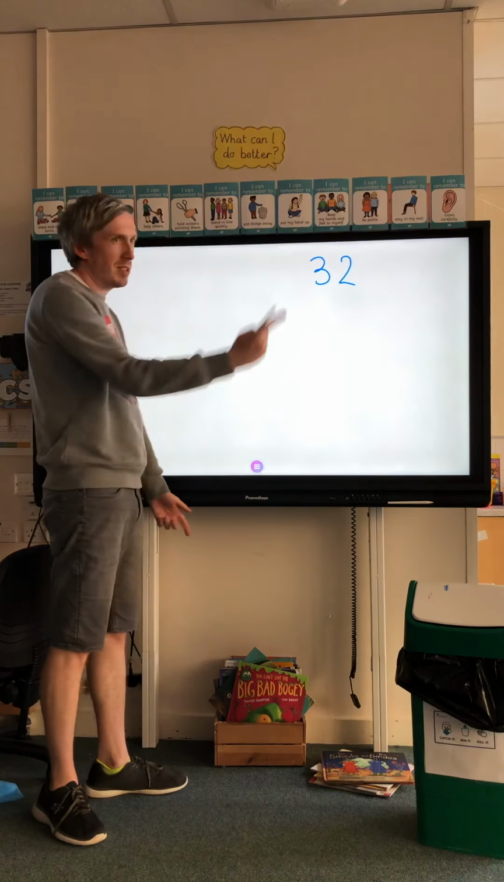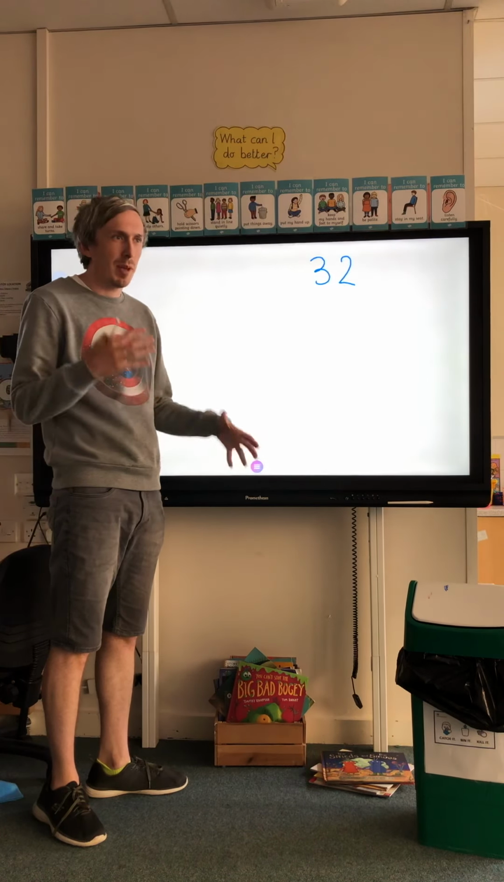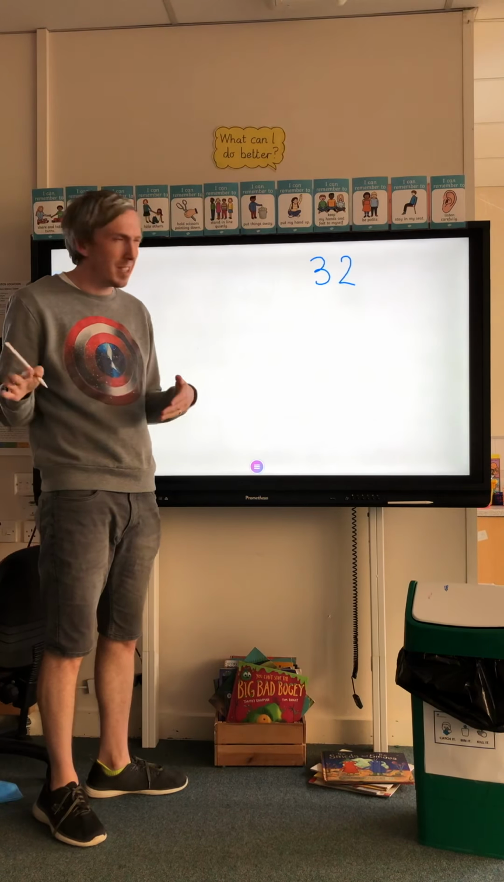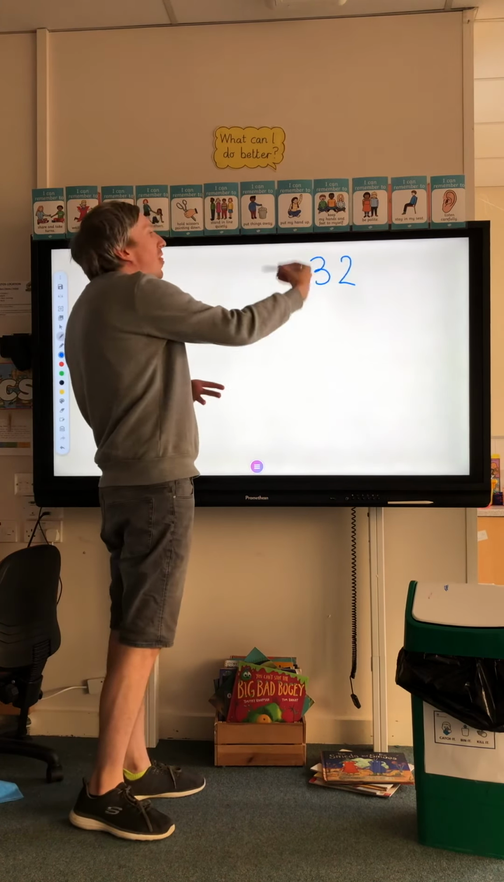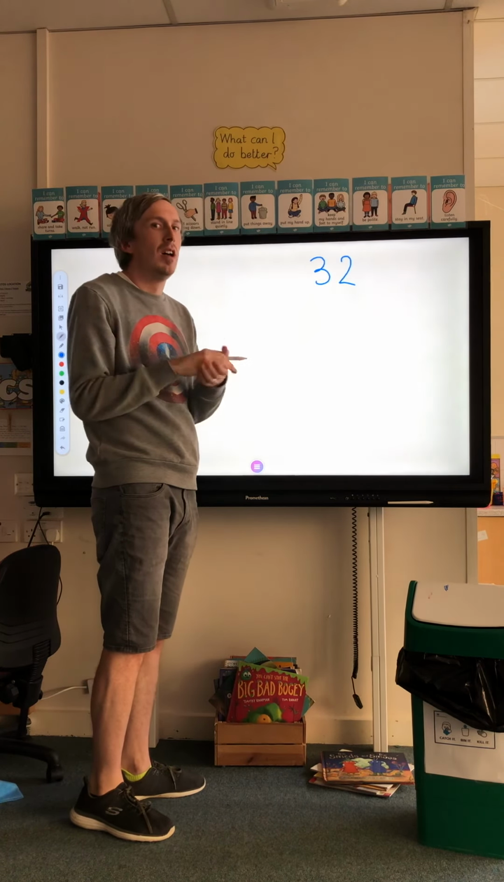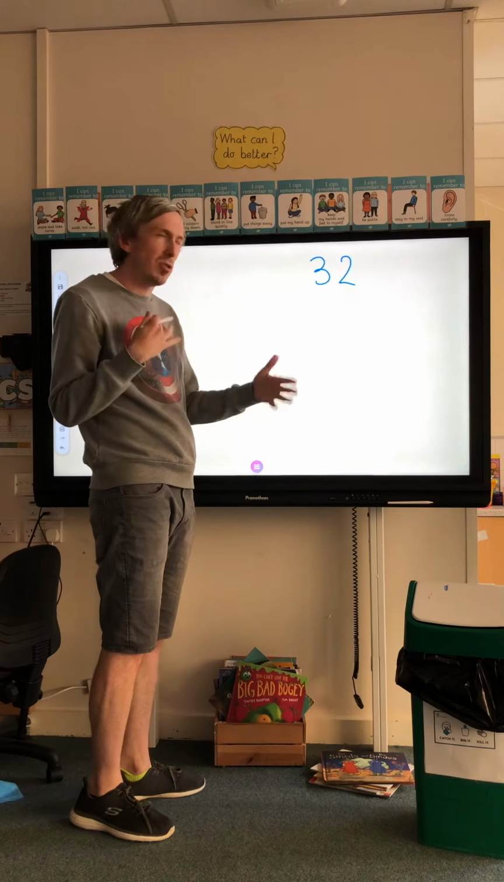Today we're going to think about tens and ones and how we can break numbers up into tens and ones, so it helps us when we're doing our calculating, which we're going to do a little bit later. So for example, if we look at the number 32, sometimes we might be able to see how many tens and ones there are, other times we might need to draw it. So we're going to do a little bit of both.